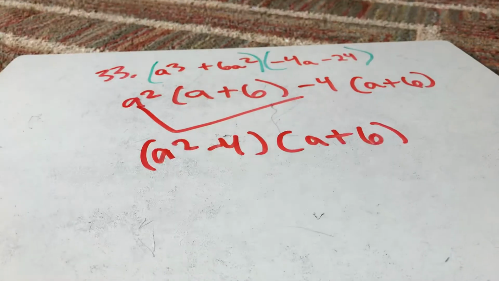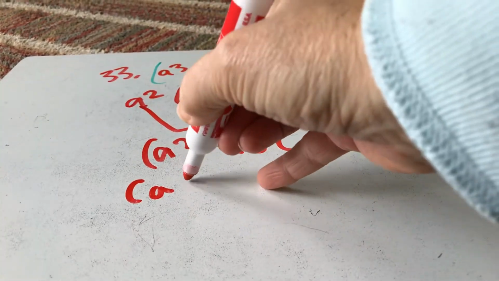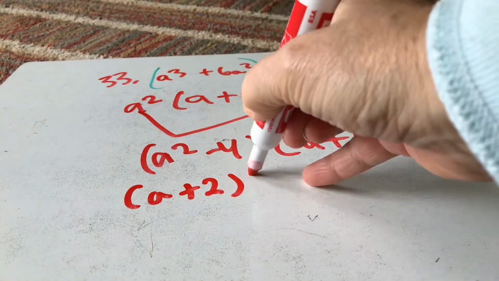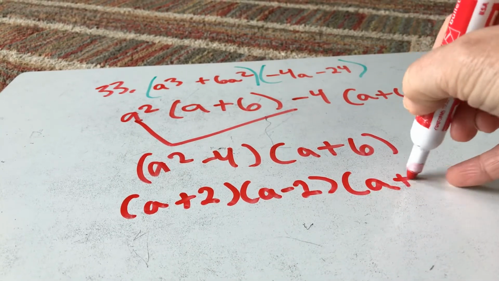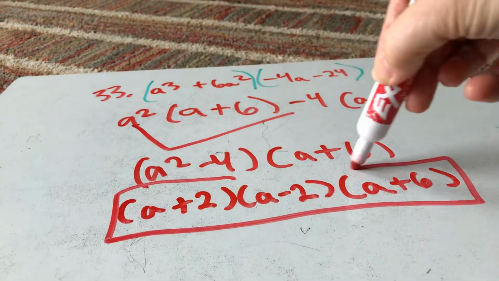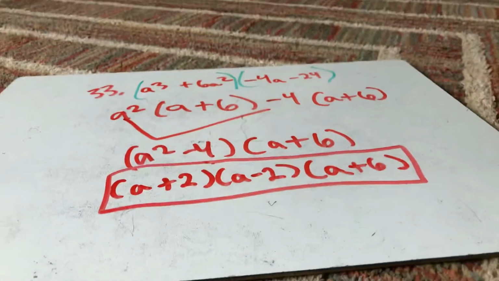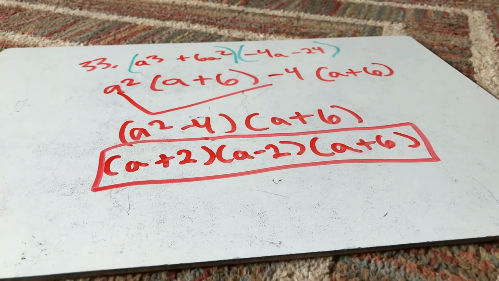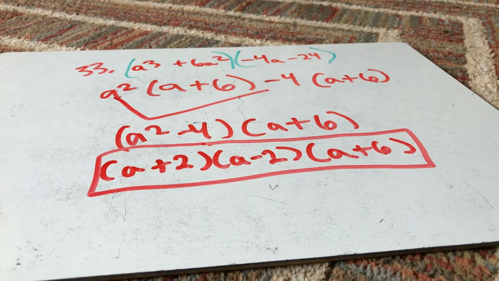So you can take the square root of a squared, and it's just a. The square root of 4 is 2. Change that into a plus 2 and a minus 2, and then rewrite your a plus 6. Okay, so this is my factored form. There are 3 factors. I know a lot of the times we only have 2. This is part of section 8 because it's to factor completely.